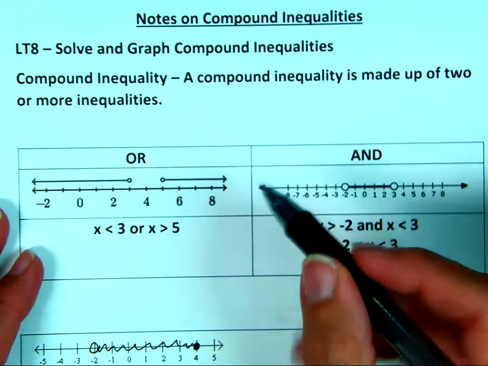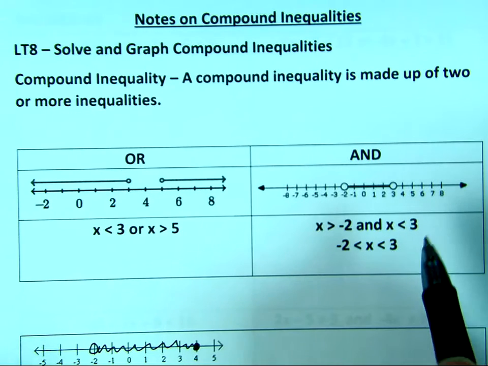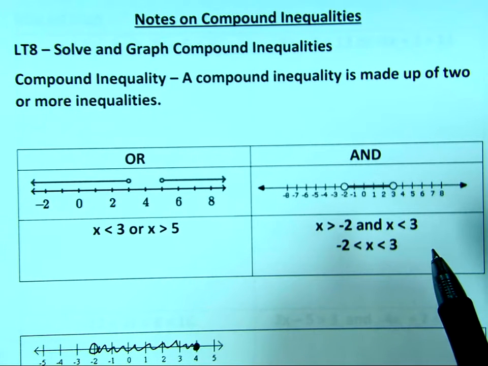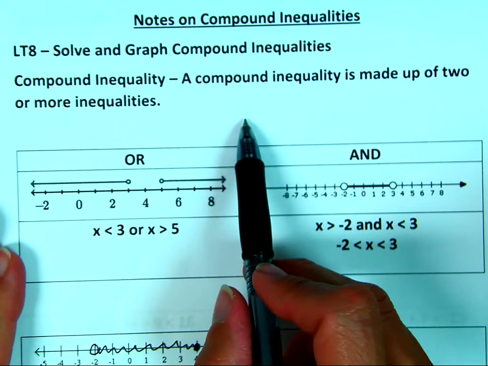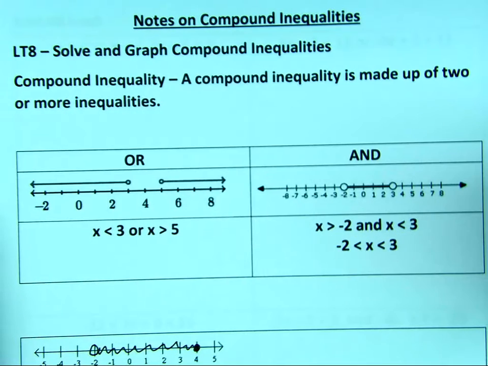Compound inequalities are ones that have ands or ors. So they kind of combine two different inequalities into one graph. So it's a combination, that's why we call it compound. So it's two or more. We're going to just deal with the two usually when we start off.